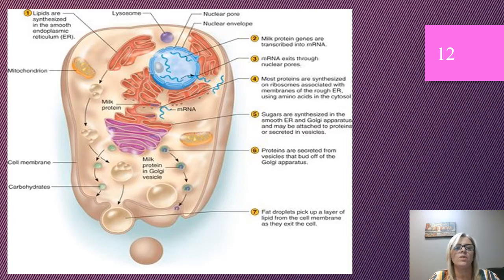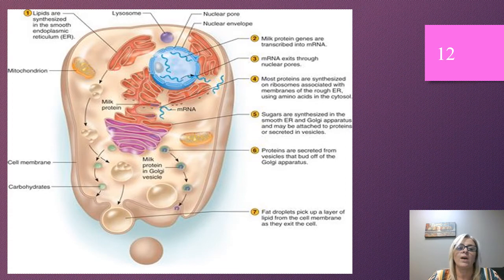So if we start over here at number 1, well, first off, this is going to be milk secretion. And so this is going to show us how organelles interact together in order to synthesize or make, transport, store, and then export different biochemicals. So we're looking at milk production here.